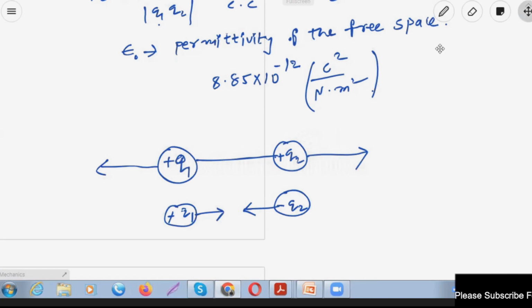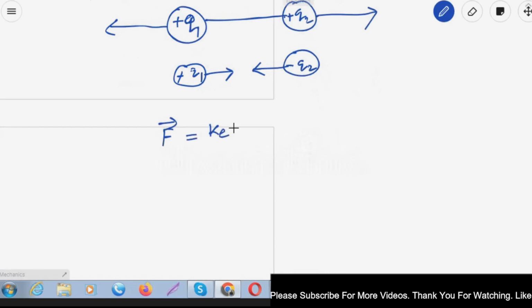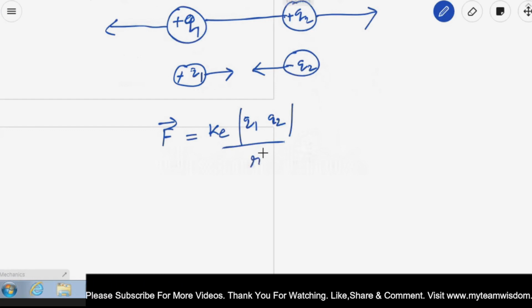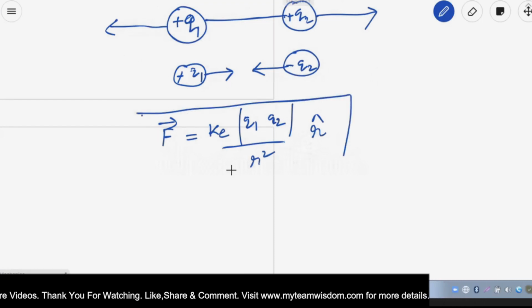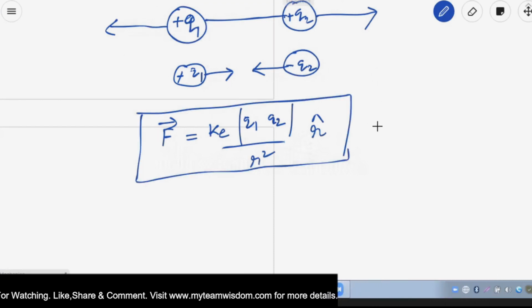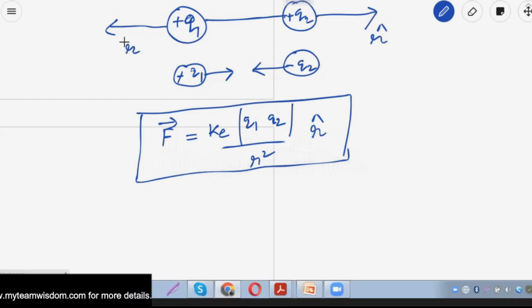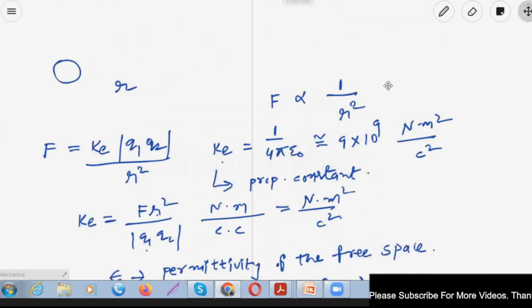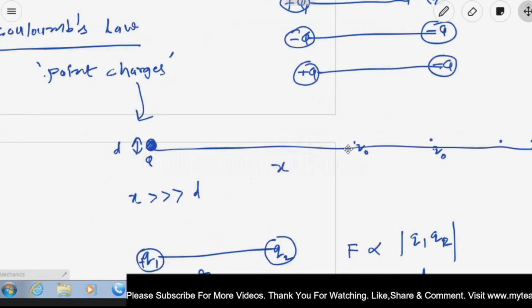So force is a vector quantity. So F bar is Ke into the magnitude of Q1 into Q2 by R squared into R cap. R cap is the unit vector along the force direction. So this is the R cap direction, or this is the R cap direction. That is Coulomb's law. So do you understand what I told you?